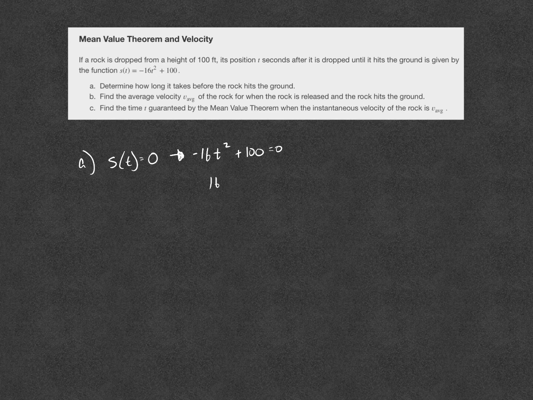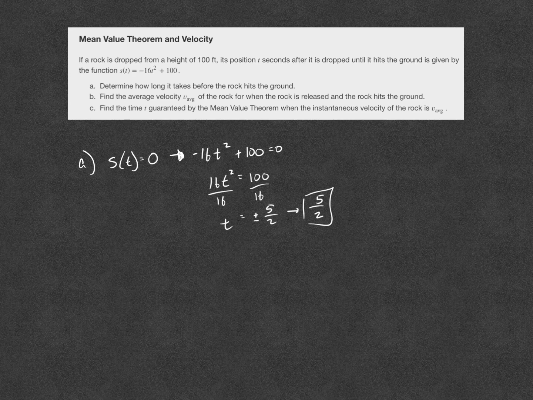That says that 16t squared is equal to 100. We divide both sides by 16, and then take the square root to find that t is equal to plus or minus 5 halves. So I did 100 divided by 16 and then took the square root. Since we're dealing with time and an actual rock dropping, we're just going to take the positive t value.